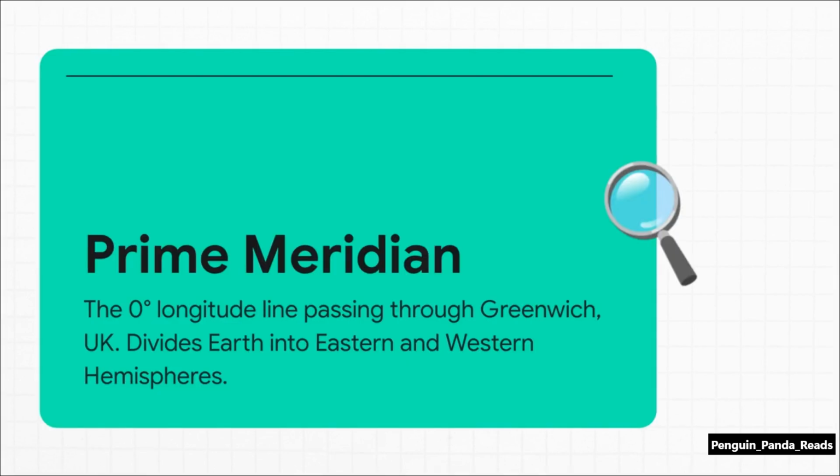So just like the equator is our 0 degree line for going north and south, we needed a 0 degree line for going east and west, and that line is called the prime meridian. By international agreement, it runs right through Greenwich in the UK. This line splits the world into the Eastern Hemisphere and the Western Hemisphere.